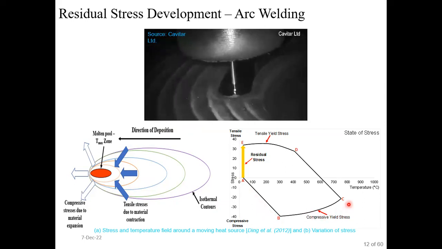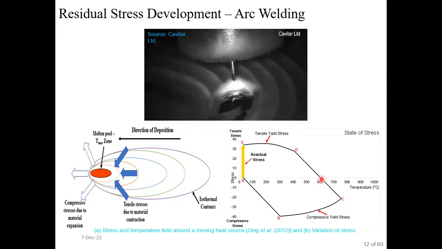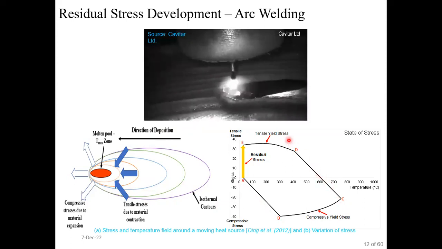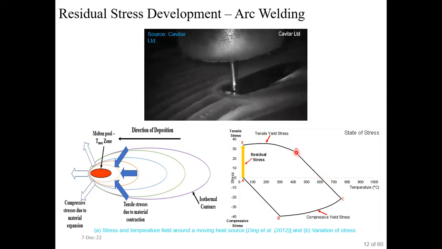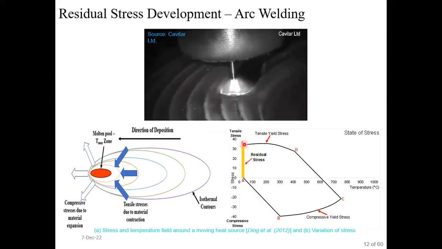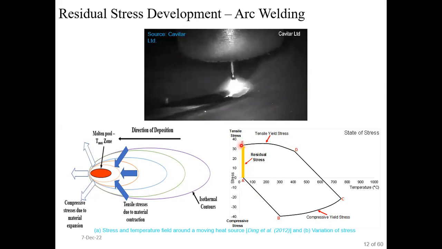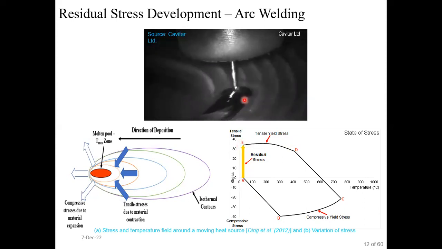After the weld torch has been removed, it starts reducing, and at a certain point of time it changes its state from compressive to tensile, and it reaches point D. After that it reaches point E, and this yellow bar is showing the amount of residual stress which remains inside the component once it reaches room temperature condition.